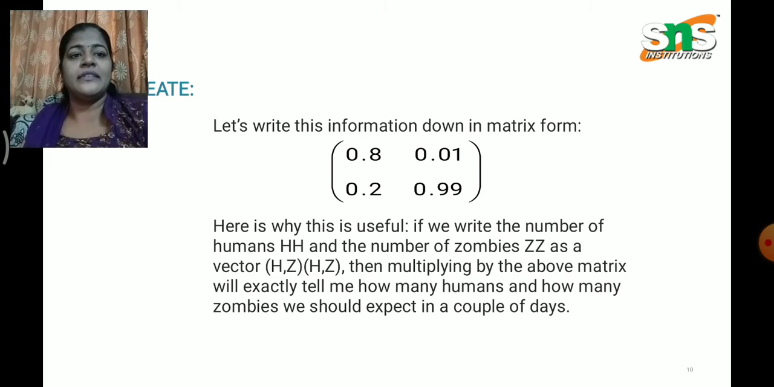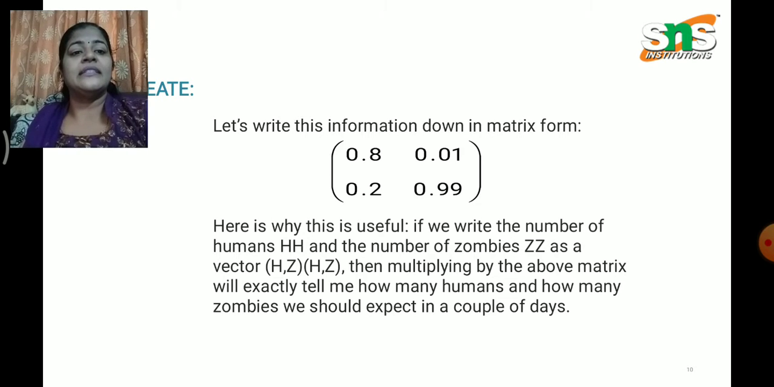We define the matrix as 0.8, 0.2 in the first column. The addition should be equal to 1. The same thing we arrange column wise: in the second column is 0.01 and 0.99. The addition of these two also becomes 1.